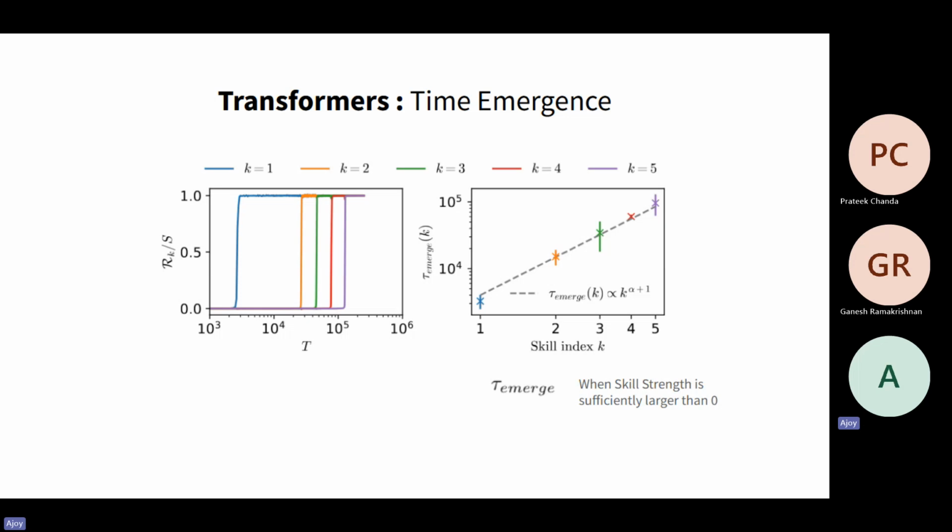So this is their experiments with transformers, and I think they were able to also model that strict growth in skill strength which they've quantified. And so this tau emerges when R_K is sufficiently larger than 0, and they see that even that increases as the number of skills increases.